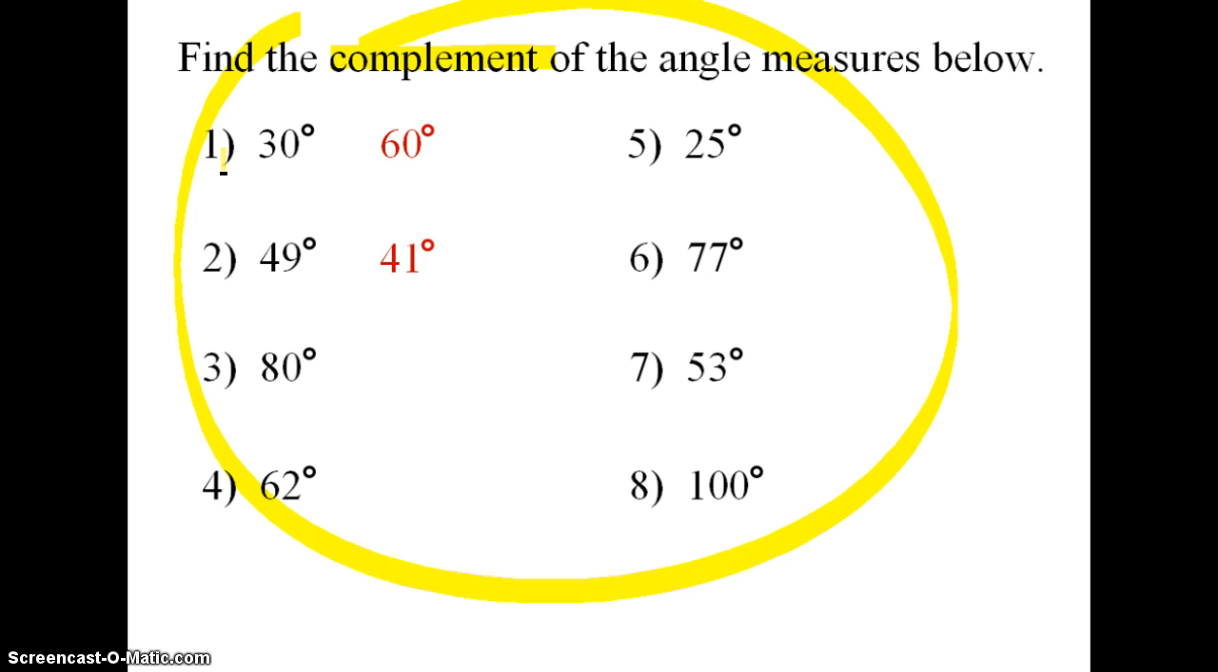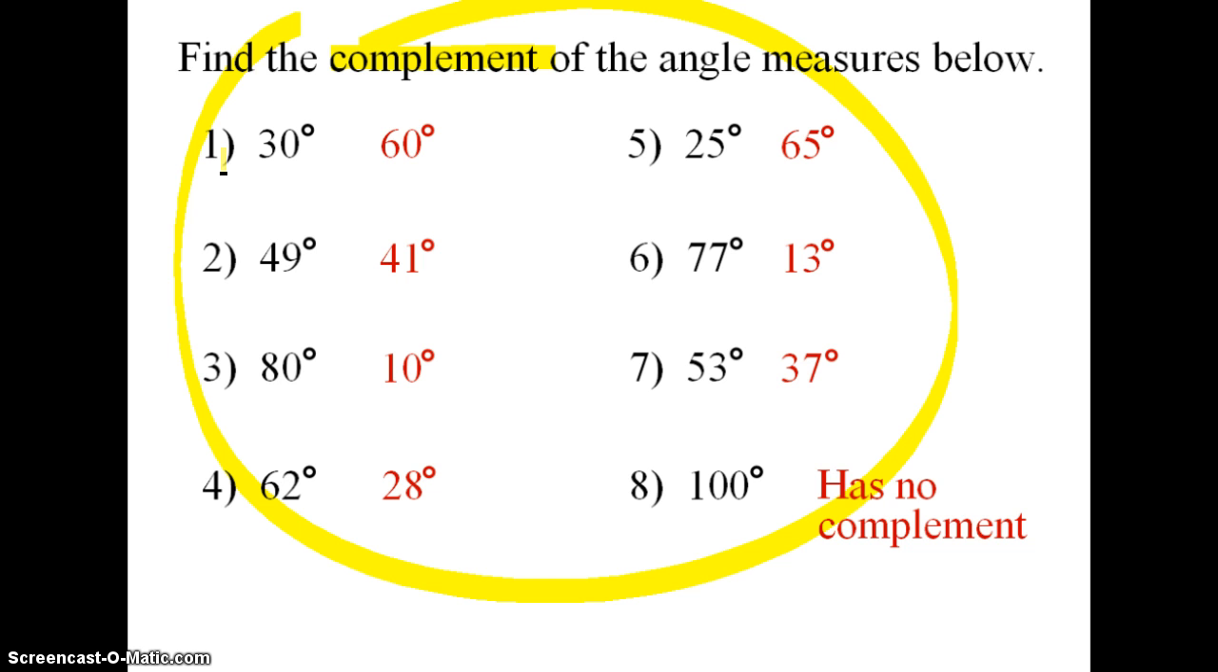Here are your answers now that you've already done it. Number 3 is 10 degrees, good. 4, 28 degrees. 5, 65 degrees. 6, 13 degrees. 7, 37 degrees. And the last one, there are no complements for 8 because it is already greater than 90 degrees, and there's no complement for that. And we know angles cannot be negative.